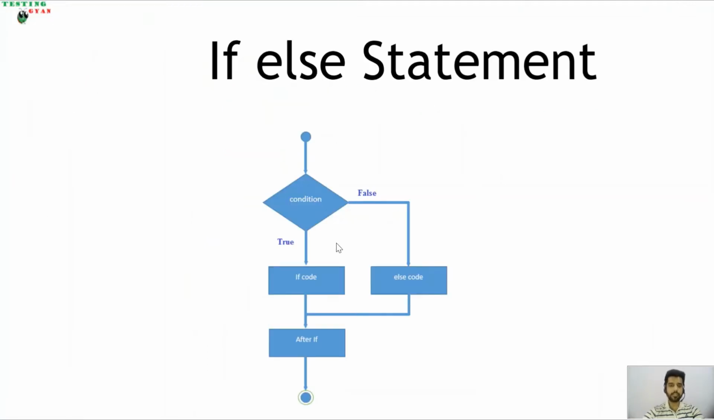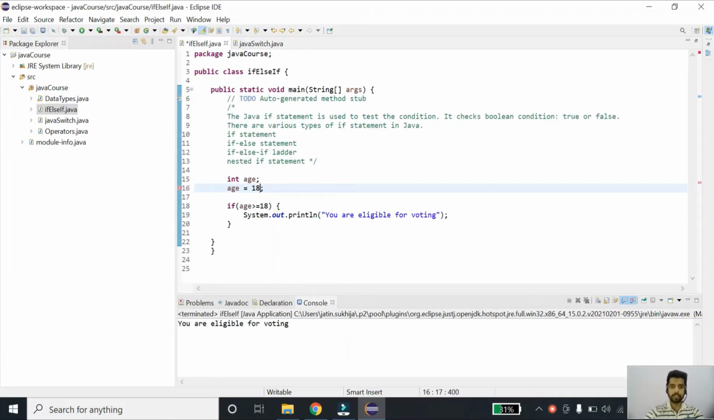Here is the flowchart representing if else statement. This also will be executed based on condition. If your condition is true, the code which is inside your if block will be executed. But if your condition is false, the code which is inside your else block will be executed. Let's see in Eclipse how this works. Let's continue with the same example.